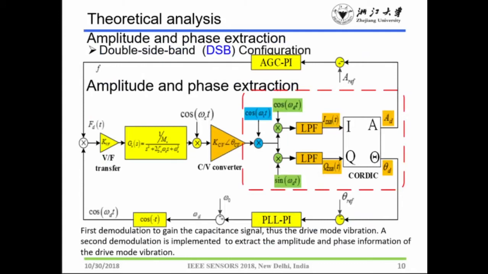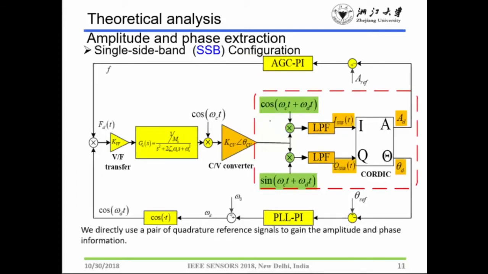For the DSB configuration, we're using a two-step demodulation process. First, the signal is demodulated with a carrier wave with the frequency omega c, which converts the capacitive signal to baseband. Then this baseband signal is demodulated with a pair of quadrature reference signals to gain the amplitude and phase information for the gyroscope drive mode.